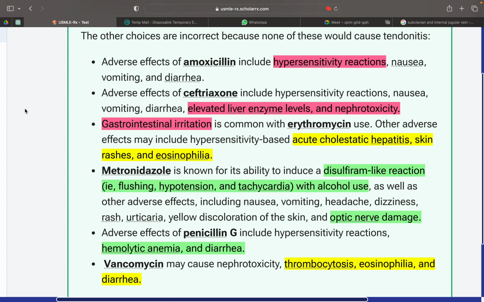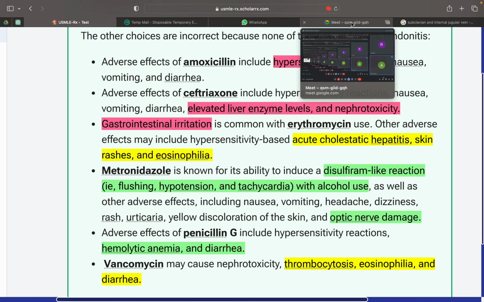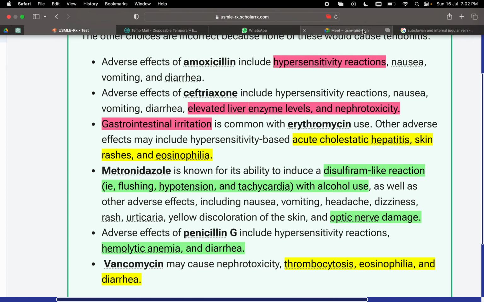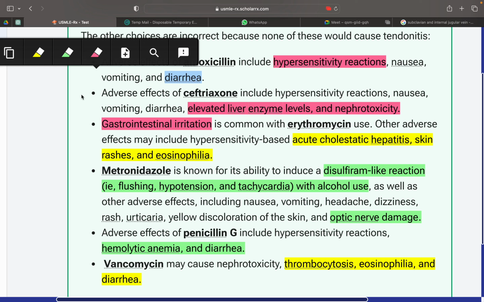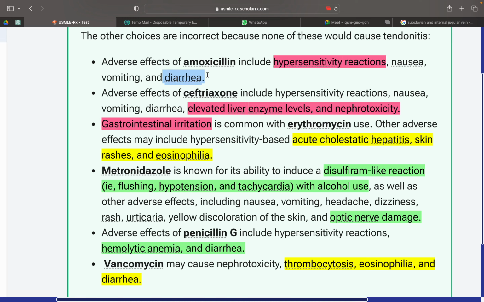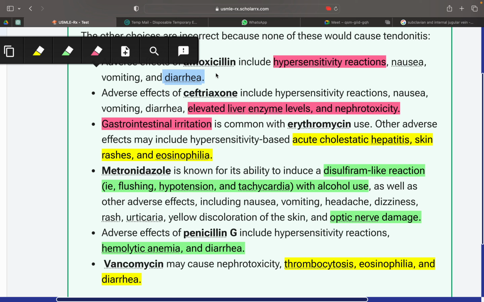Now let me tell you one thing more. What you are treating in your patient is gastrointestinal disease. So all those drugs whose side effect is diarrhea, should they be given to the patient? No. If amoxicillin is causing diarrhea, may I give this drug to a patient with gastrointestinal disease? No, I cannot give that, because gastrointestinal disease itself means diarrhea and vomiting.